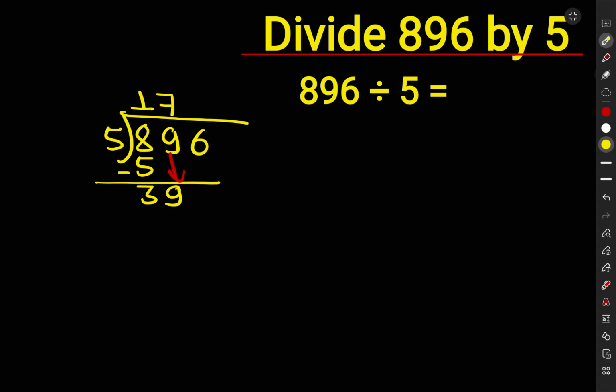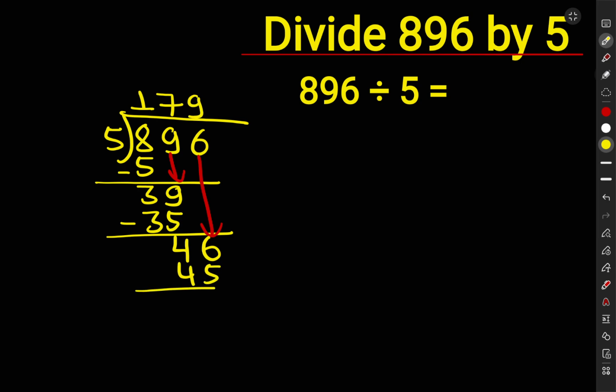So 5 times 7 is 35. On subtracting we get 4. So again we put down this 6 and it is 46. 5 times 9 is 45. On subtracting we get 1.